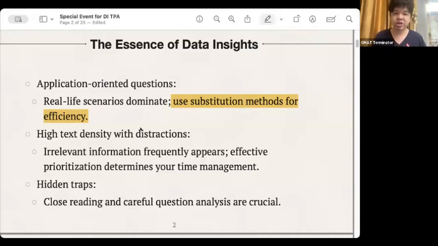The second characteristic of DI questions is this. There will be a lot of text. Among all the DI question types, the one with the least text is probably DS, data sufficiency. Other types, like TPA tables, might also have relatively little text. But for something like MSR, the amount of text can be extremely high. But there's a particular feature, even though there's a lot of text, what about it? The proportion of important information in the text is actually much lower.